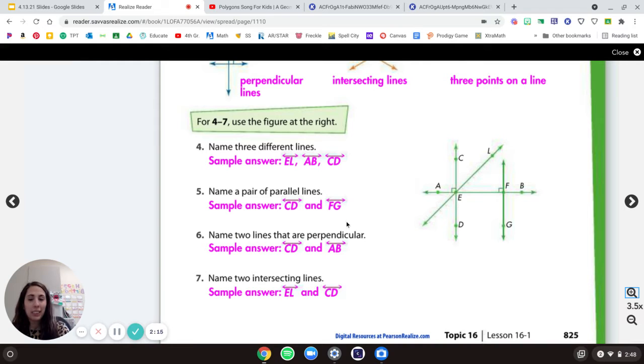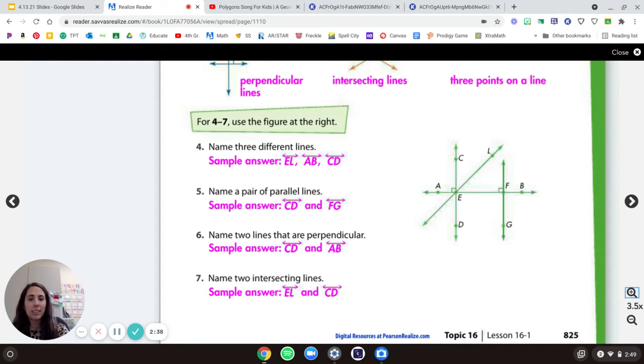Okay, then number 6, 2 lines that are perpendicular. This one had a few, so you might have said line CD or DC, and then AB or BA. You could have also said line AB, and then line FG or line GF. Both of those make right angles.